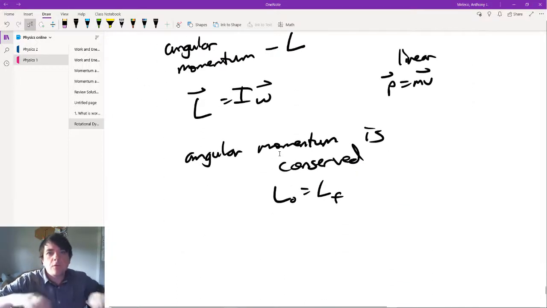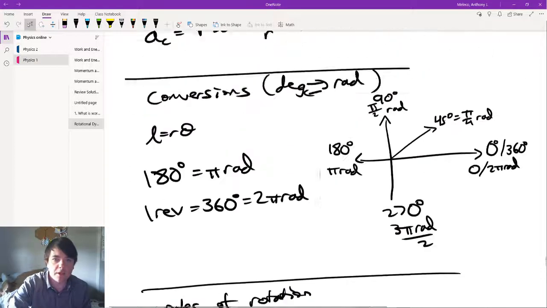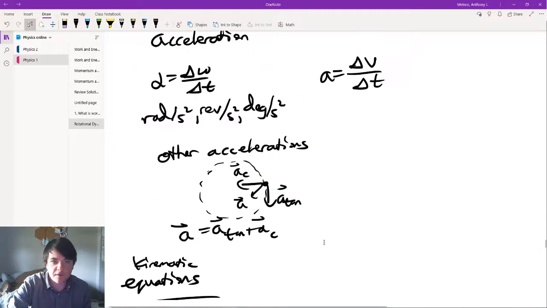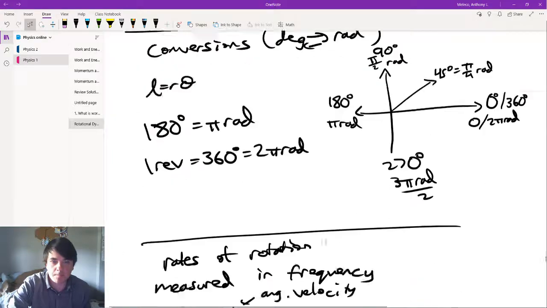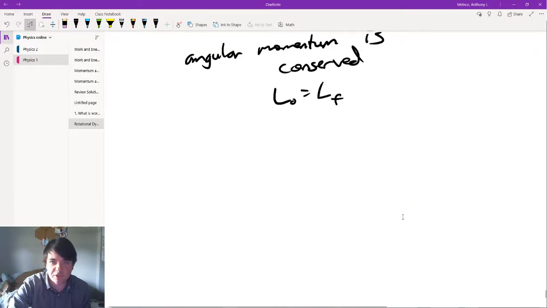Okay, so that's pretty much it for rotation. I hope this lecture was useful. Again, you can go back and refer to all this stuff at the end, and I'll see you in the next one where we'll do some rotational examples.